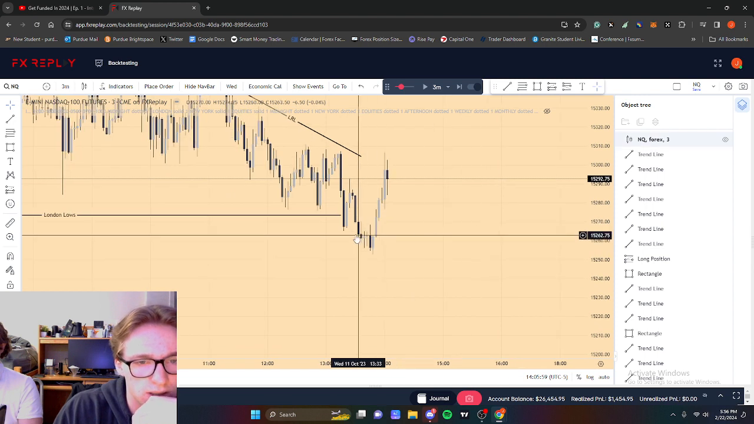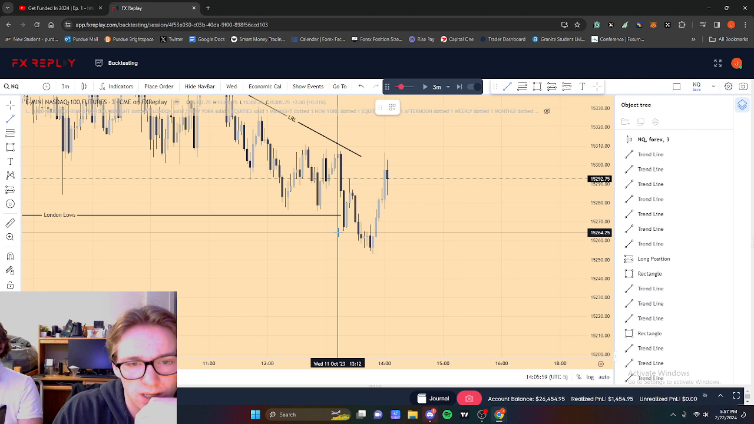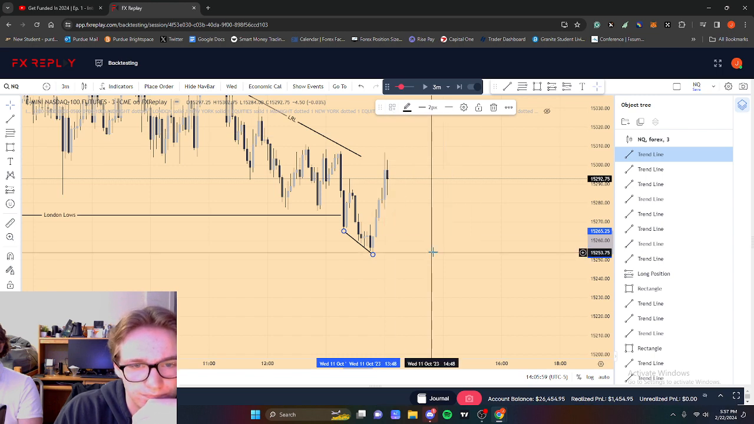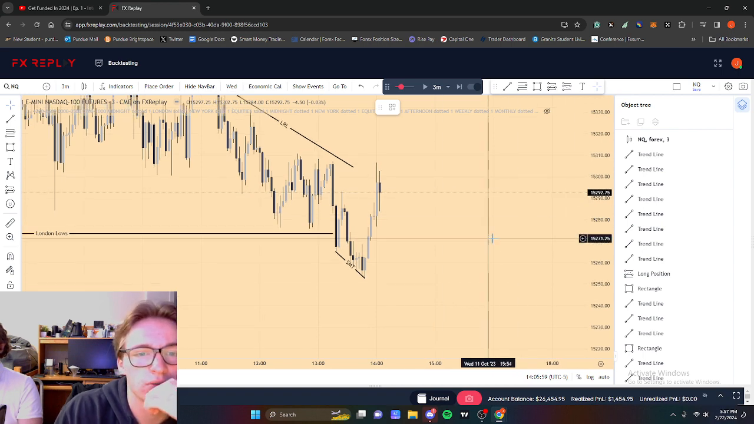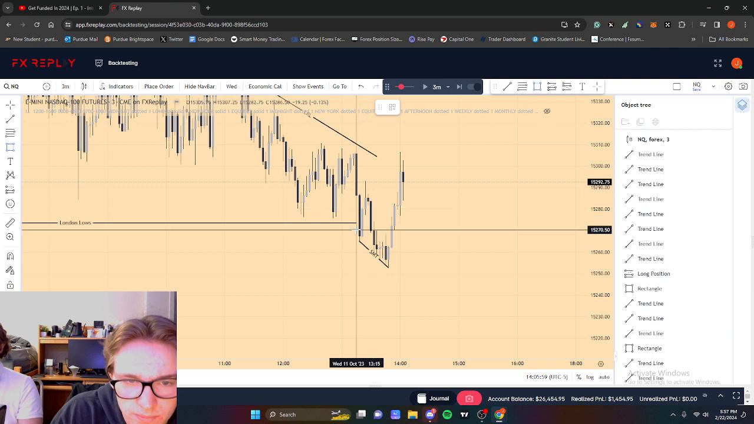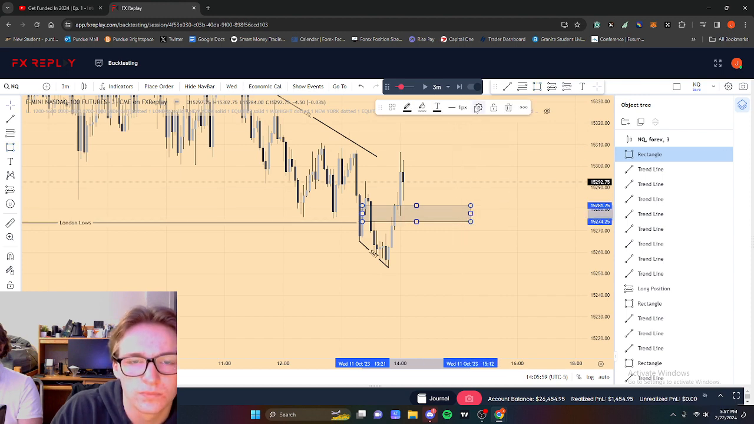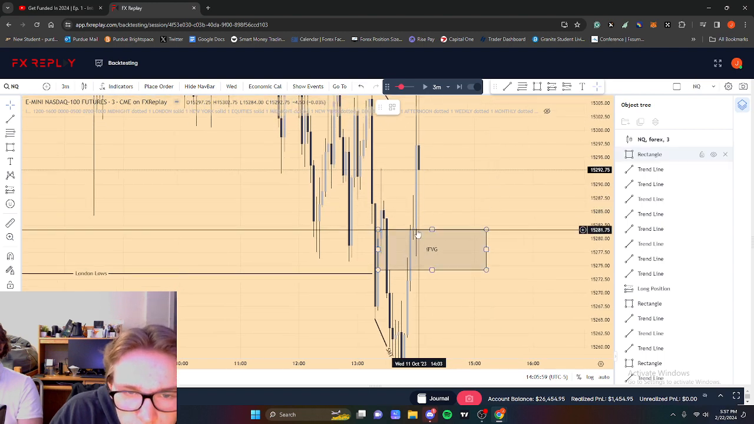So if we look right here, we kind of have an SMT right here. I'd have to get a good reaction off a fair value gap. Yeah, so it looks like we ended up closing above this one, this 3-minute one. We have this 3-minute one right here, and we ended up closing above it right here.